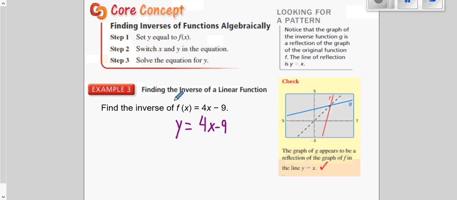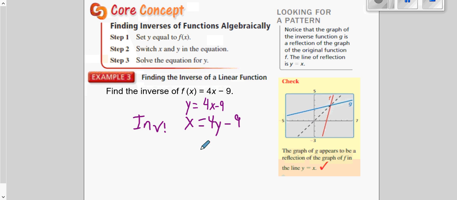So set y equal to f of x, so we just replaced it. Now to find the inverse, x and y switch places. And solve for y. Okay, to get rid of -9, what do? Add 9. So we now have an x plus 9 on the left side.